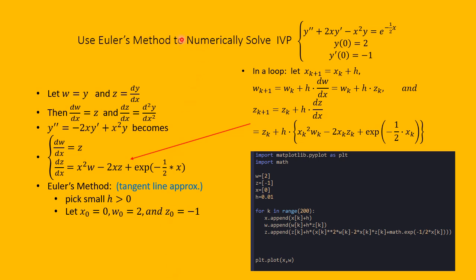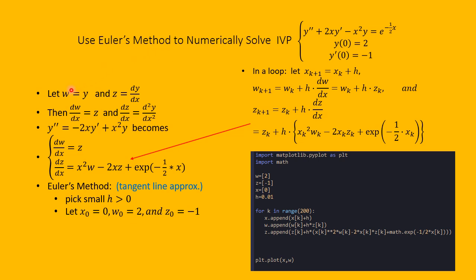Let's use Euler's method to numerically solve the following initial value problem. y double prime plus 2xy prime minus x squared y equals e to the minus half x. y of 0 is 2, y prime of 0 is minus 1. We have a second derivative here, a first derivative of y, and y itself. We're going to see that we can change this second order differential equation into a system of two first order differential equations. So here's what we'll do.